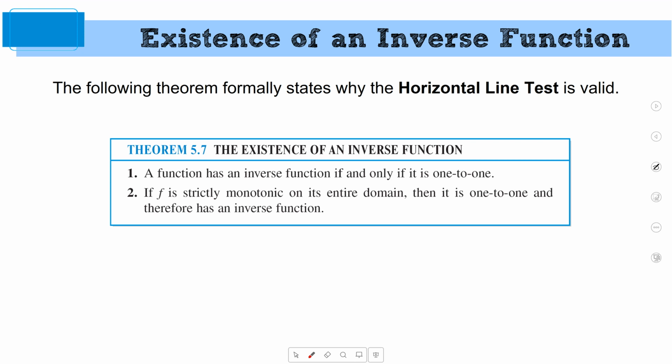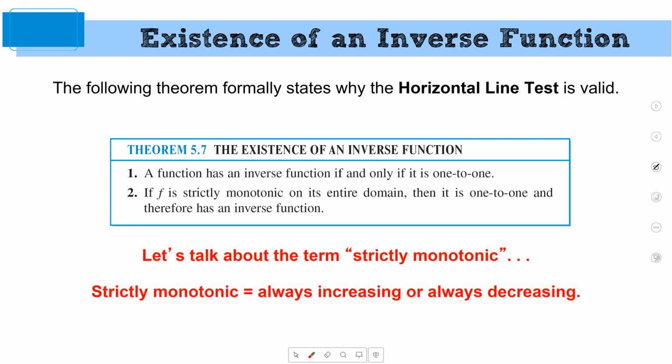And then part two, this is something new. If f is strictly monotonic, any idea what strictly monotonic means? I would be worried about you if you did. Strictly monotonic means that it is always increasing or always decreasing. In other words, there are no maxes or mins.